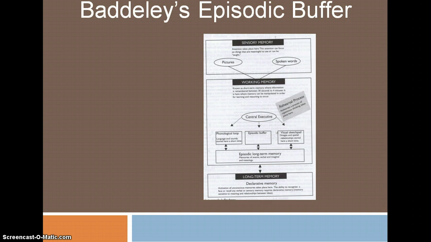Baddeley's episodic buffer. Sensory memory is for receiving the stimuli. The episodic buffer concentrates on working memory. A centralized area serves as a message board and routes information from the 3 divisions: phonological loop, visual sketchpad, and episodic buffer. The buffer connects information in the loop and sketchpad, makes meaning, and transfers it to long-term memory.